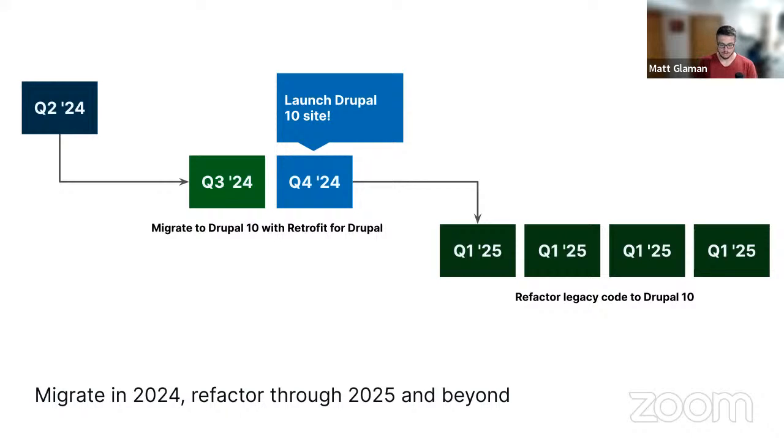And then we're going to use Q4 to verify, test, throw some issues up on retrofits like, hey, this one thing didn't work. Is there a way you can make our life a little bit easier? And then you're going to launch. And then you can take all of 2025 to migrate off of the Drupal 7 code base that's inside Drupal 10. So all of your legacy APIs, you can start moving over, do those refactors, do those improvements.